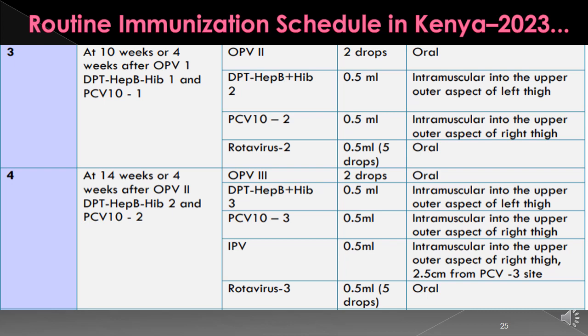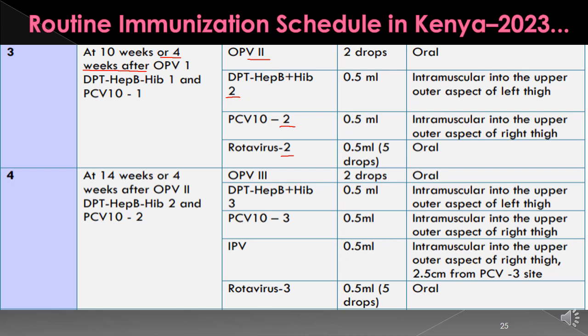at 10 weeks. For the infant who came in either at 6 weeks for the first time or any time after 6 weeks, they will receive the 1 doses and then you will give them an interval of 4 weeks so that they can come for their second doses. So it will be 4 weeks after OPV1 and Penta 1 and pneumococcus 1 and rotavirus 1. So the doses at this time are referred to as OPV2, pentavalent 2, pneumococcal vaccine 2, and rotavirus 2.